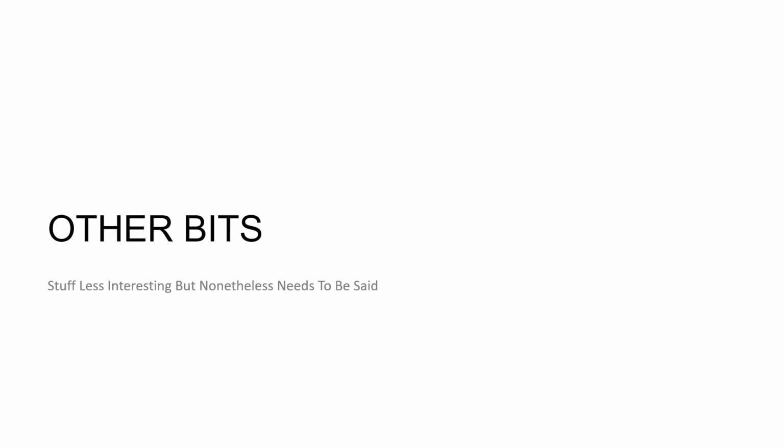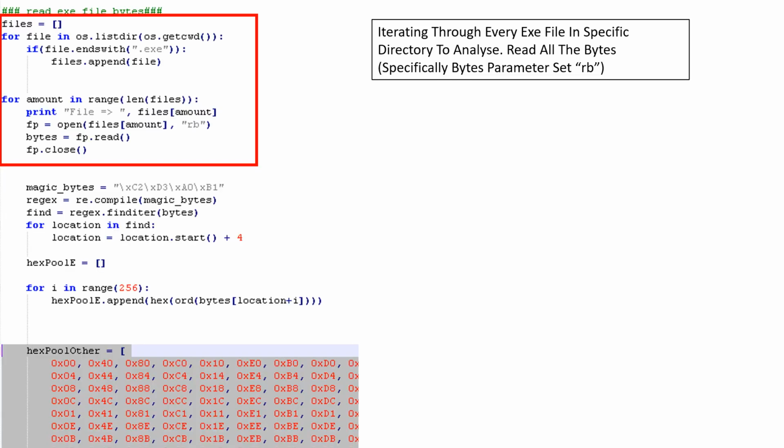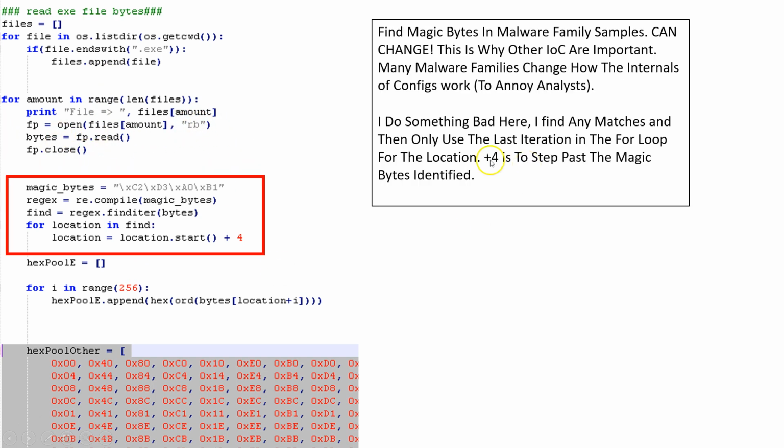Other bits are less interesting, but I need to say, in this case in Python, I was listing a directory, making sure it started with exe, and saying we need to look at that thing, open it up, read it, read bytes, very important, read it all, close it. There are some magic bytes that need to be set. These are consistent in all samples.